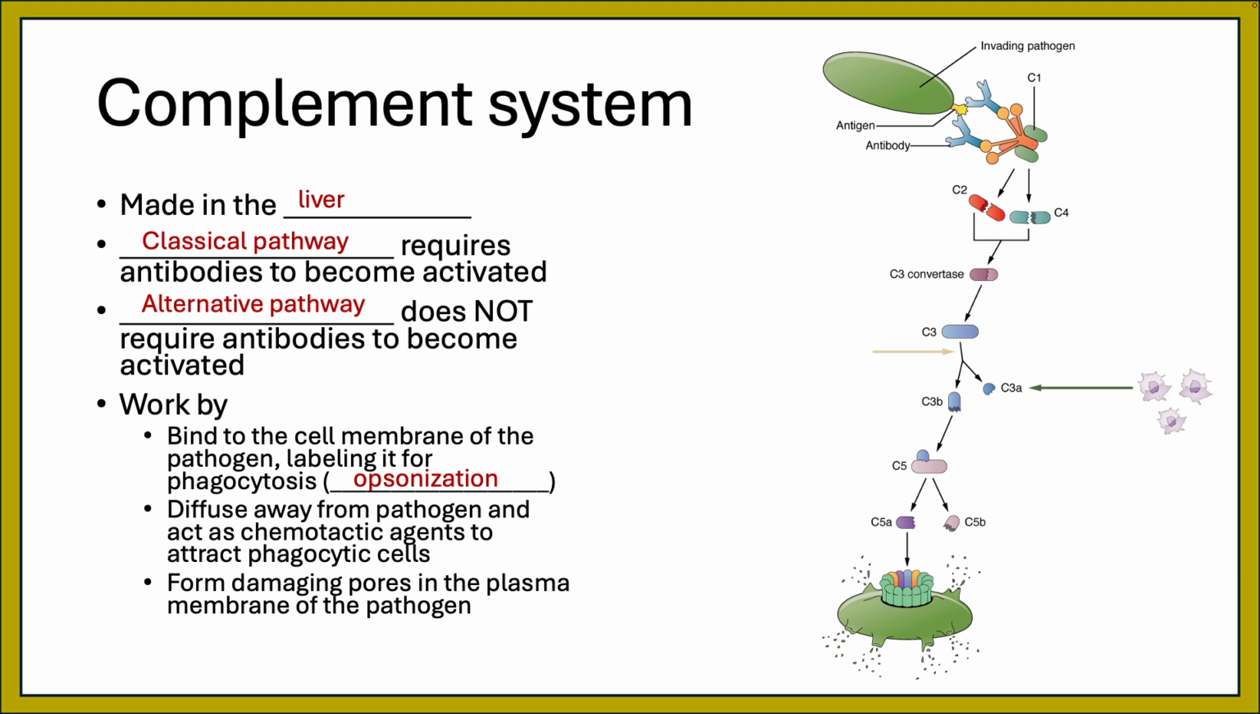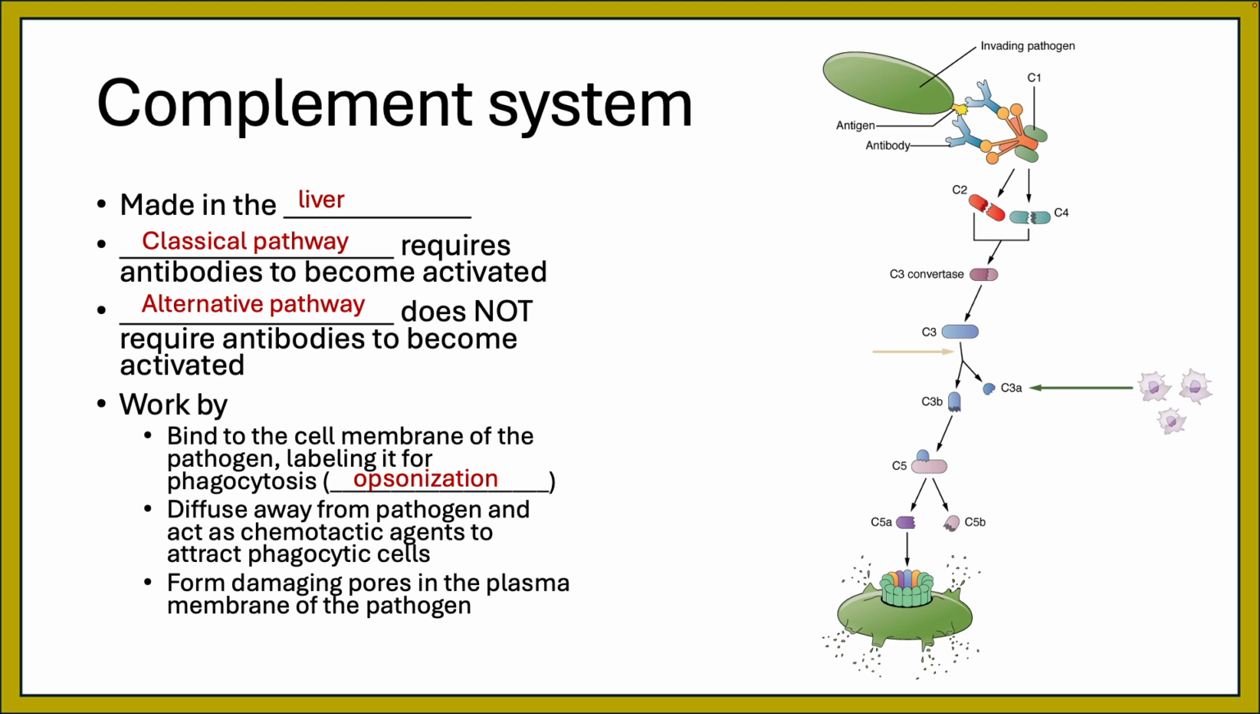So one is by opsonization. This is where it binds and labels the pathogen, making it more suitable for phagocytosis. So I always like to think of Emeril Lagasse going, bam, he's opsonizing the food, making it tasty for other people to take it up. Well, that's what opsonization is, just bam, making those pathogens more tasty.